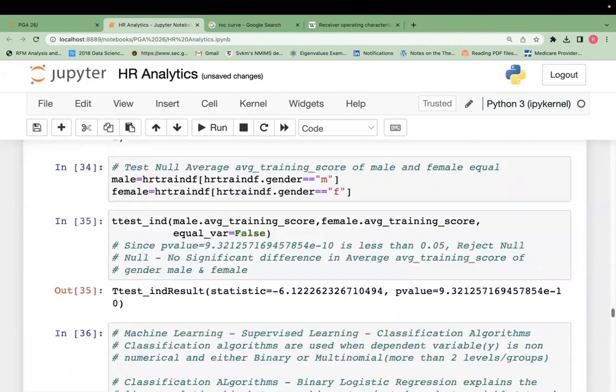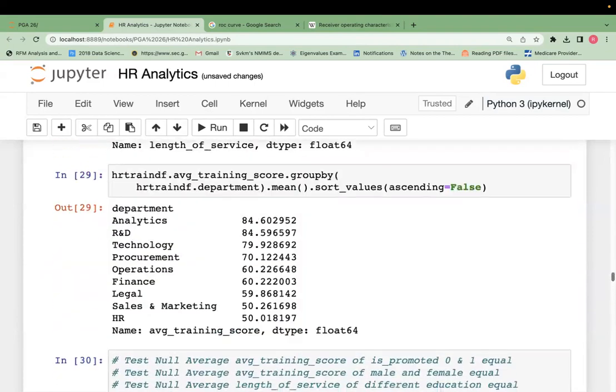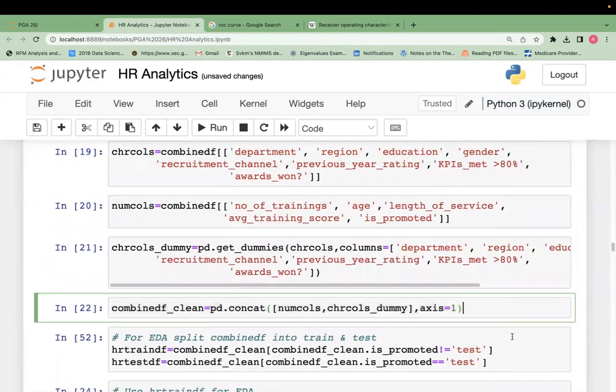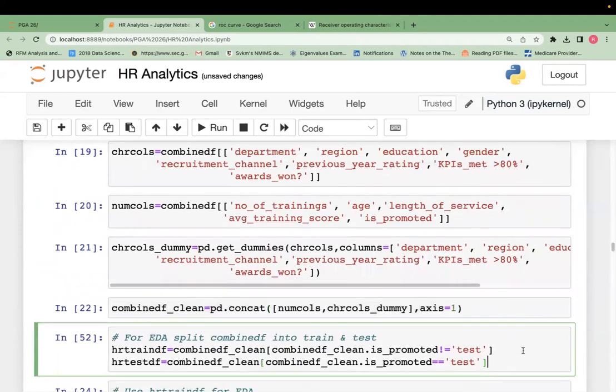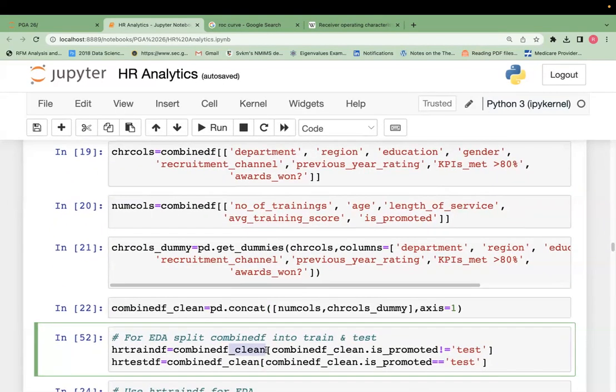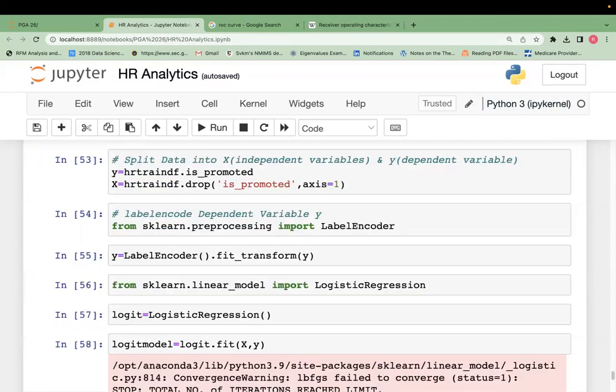All right. So all of you go to the point where we have cleaned the data, before hypothesis testing. We have split it here. Instead of combined_df, you have to take combined_df_clean. When you're splitting the data, it has to be combined_df_clean, not combined_df. All right, corrected this. Scroll down and use hr_train_df.